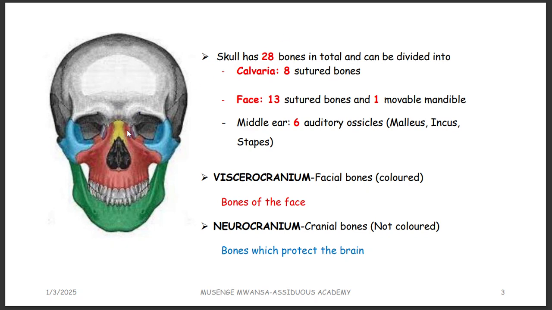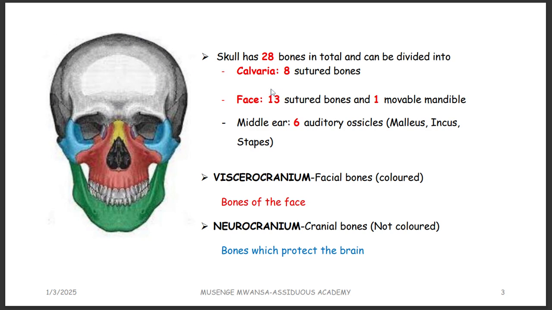So the skull has 28 bones. Some of the bones are paired, others are not paired. For example, the frontal bone is not paired, it's just alone. But if you look at the zygomatic bone, the one in blue, these are paired. You have one on the left and one on the right. Of the 28 bones, 8 of the bones will make up the calvaria. The calvaria is the part that will cover the brain, the top part.